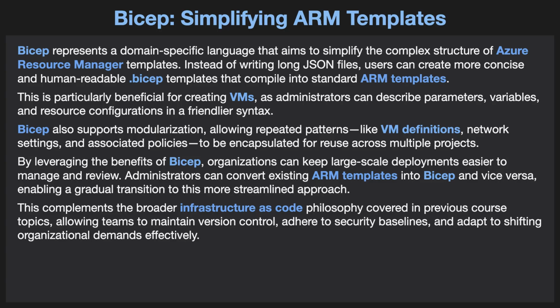Administrators can convert existing ARM templates into Bicep and vice versa, enabling a gradual transition to this more streamlined approach. This complements the broader infrastructure as code philosophy covered in previous course topics, allowing teams to maintain version control, adhere to security baselines, and adapt to shifting organizational demands effectively.